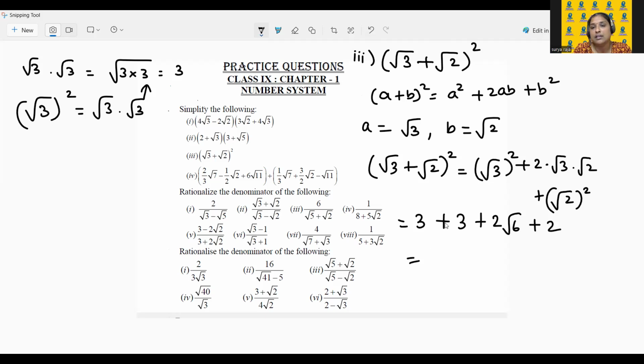Now I can group the like terms, right? We got 3 and we got 2 root 6 plus 2. I have written that 3 again here. Let me check again. See, square root of 3 the whole square is 3 plus 2 root 6 plus 2. Yes, now I'm correct. Now we got 3 and 2. We can add that. So final answer would be 5 plus 2 root 6.